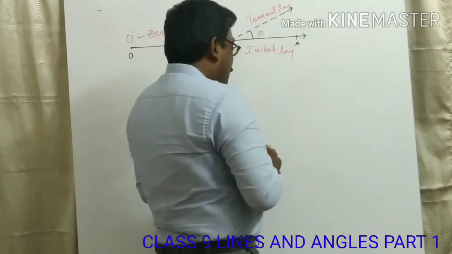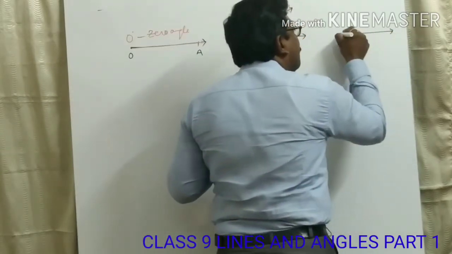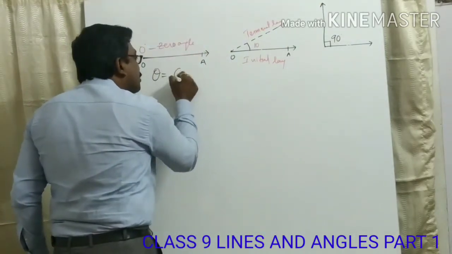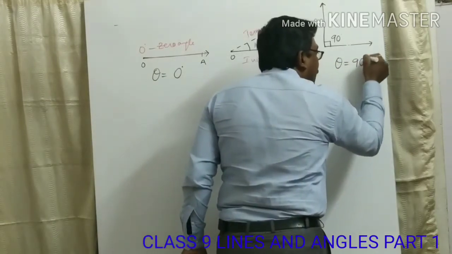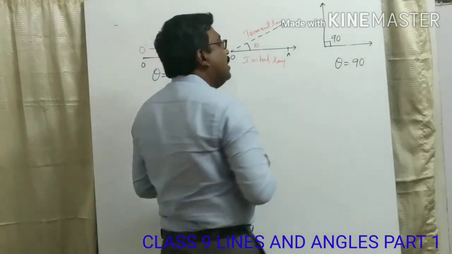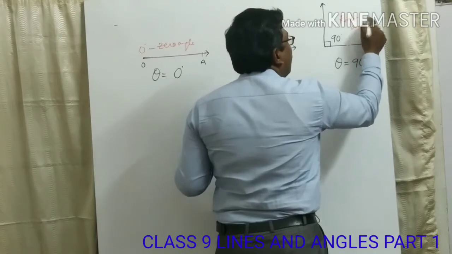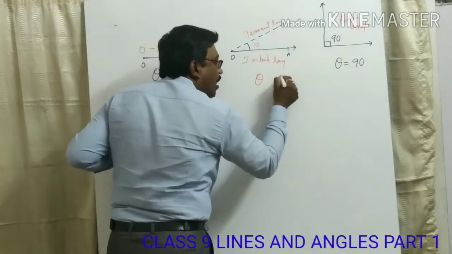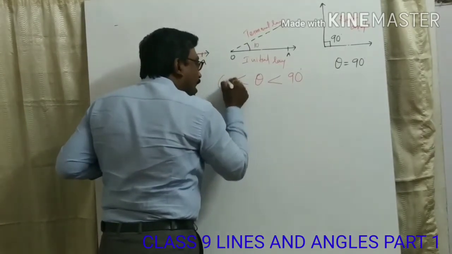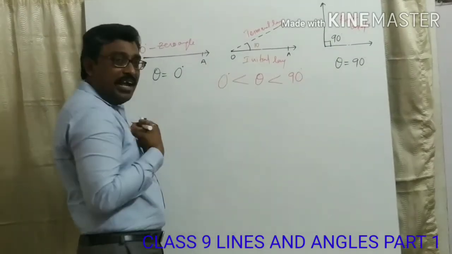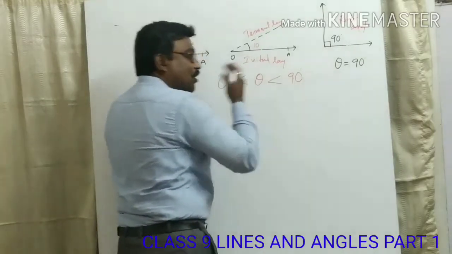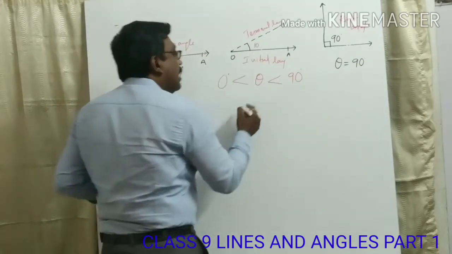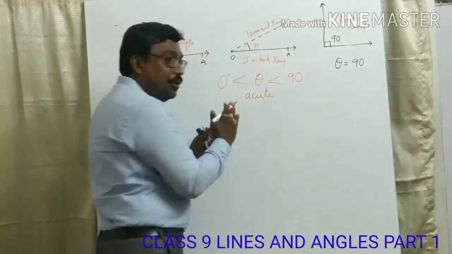Now, if one is straight opposite to the other, that is nothing but 90 degrees. Here theta is 0 degrees. Here theta is 90 degrees. If it is 90 degrees, it is called a right angle. Now, if my theta is more than 0 degrees and less than 90 degrees, it can be 5, 10, 15, 25, whatever it may be, then it is called an acute angle.